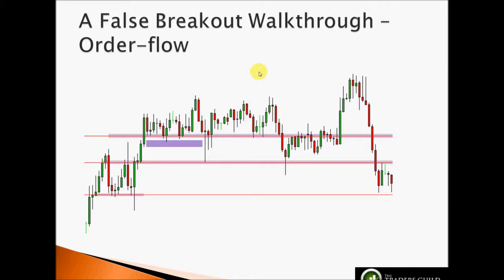Okay, so following a false breakout, we can expect price to continue in that same direction with good momentum. Okay, because we know there's a cluster of buy orders when price moves back above here.